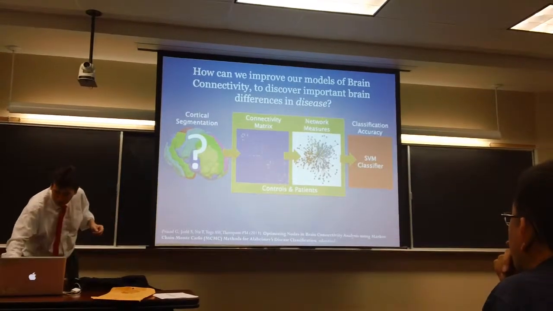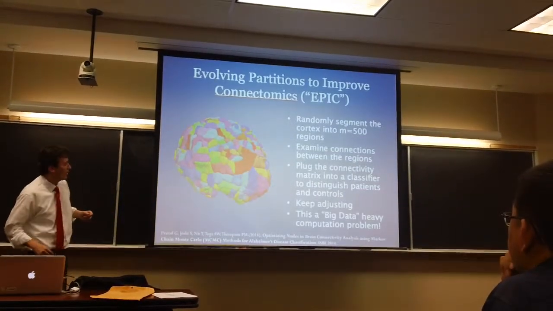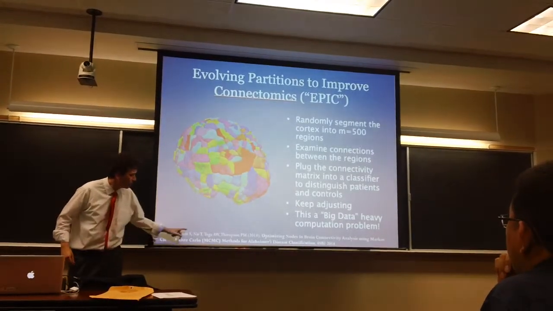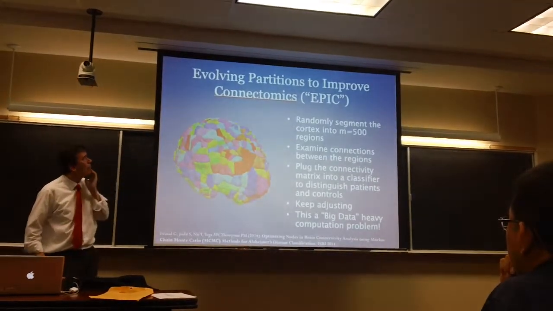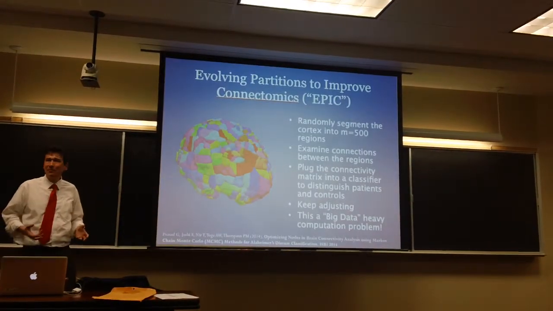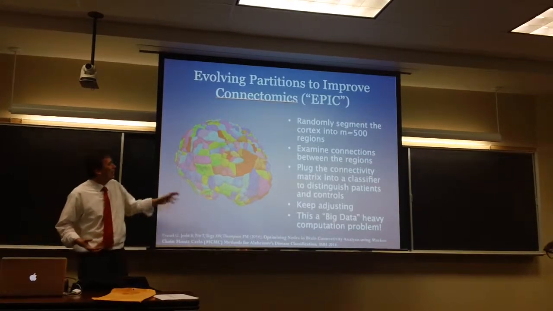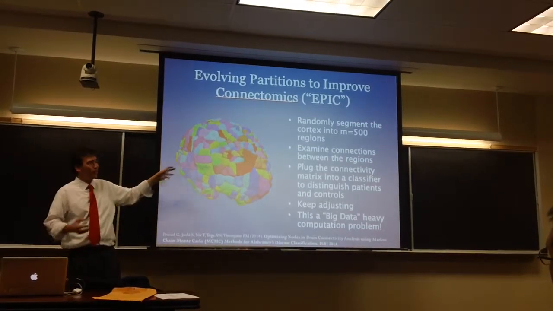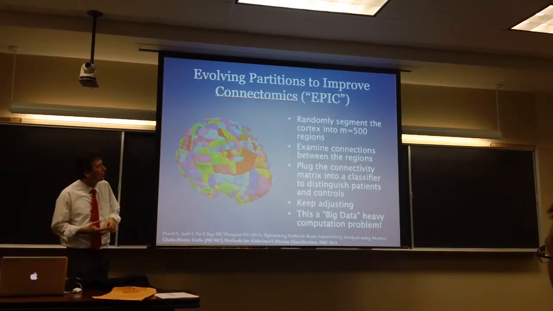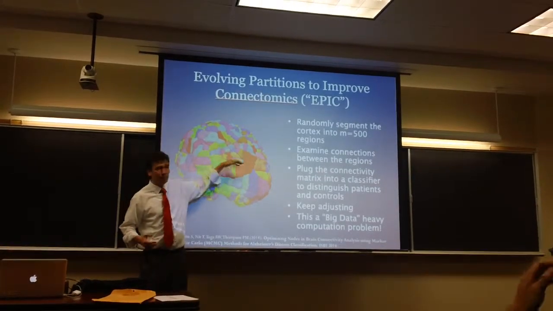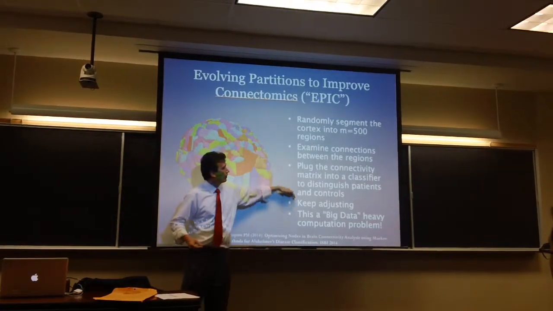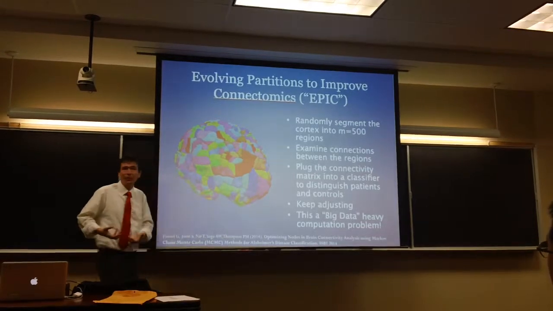So one of the ways that you can do this is written by a postdoc, Gautam Prasad, and it's a really nice method. It's clever. So let's say we pretend we know no neuroscience, which is not quite right. You can partition the brain into a large number of randomly segmented regions that doesn't look like there's any coherence. You could examine the connections between those brain regions with tractography like we looked at before. And you can plug the connectivity matrix into a classifier to distinguish patients from controls.